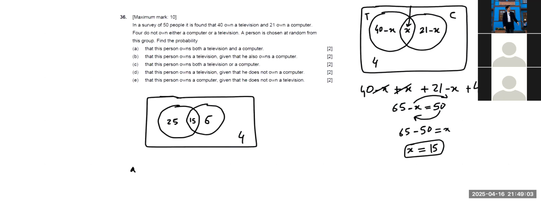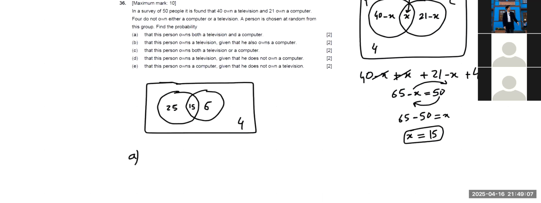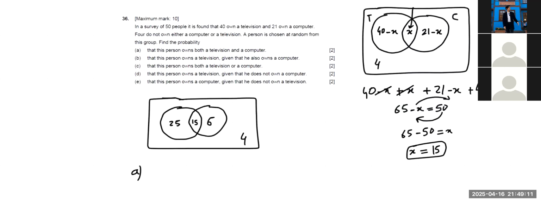So what's the probability that a randomly picked person owns both a television and a computer? Remember, intersection means and means intersection. Okay? So we're talking about the common part between T and C. That's 15, isn't it? So 15 out of 50. Does this make sense?